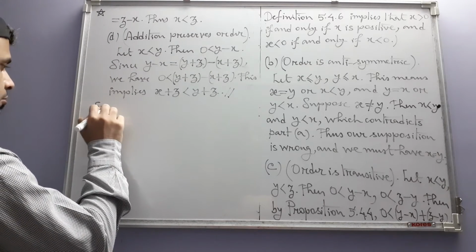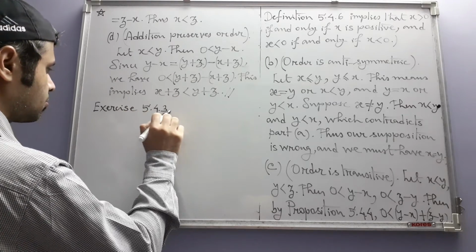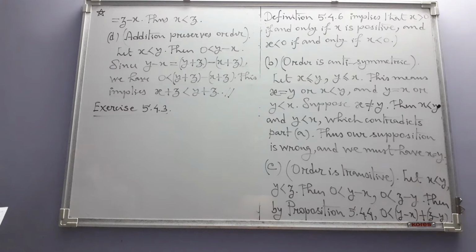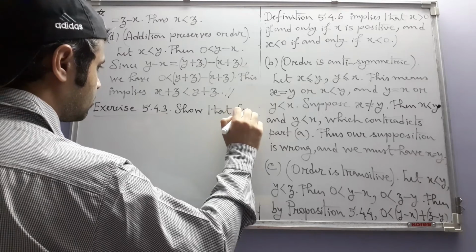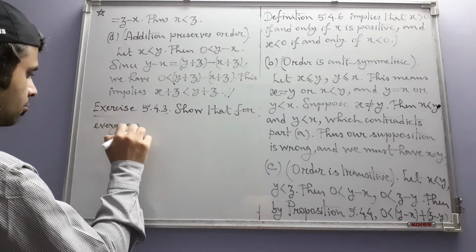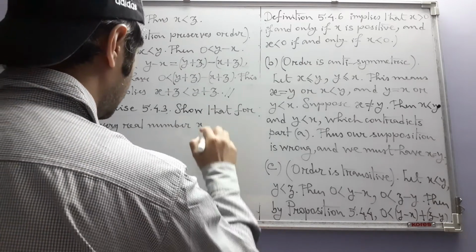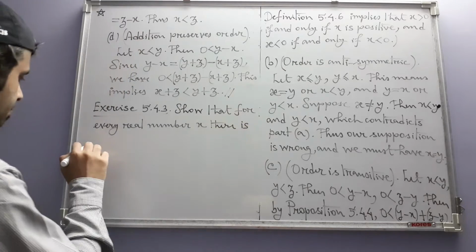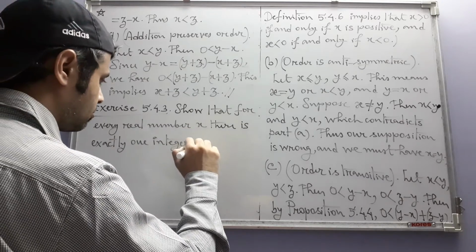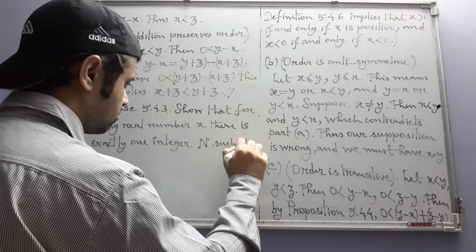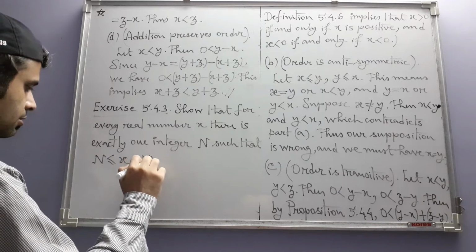Then exercise 543. Show that for every real number x, there is exactly one integer n such that n is less than or equal to x and x itself is less than n plus 1.